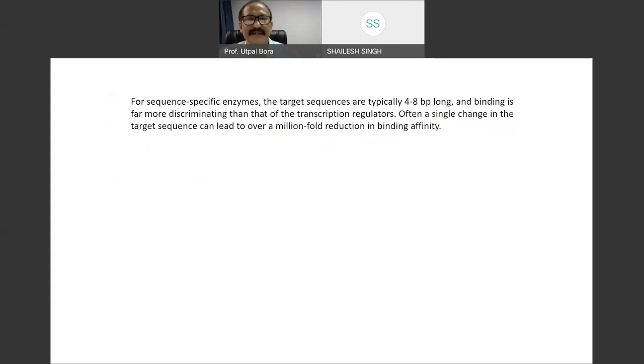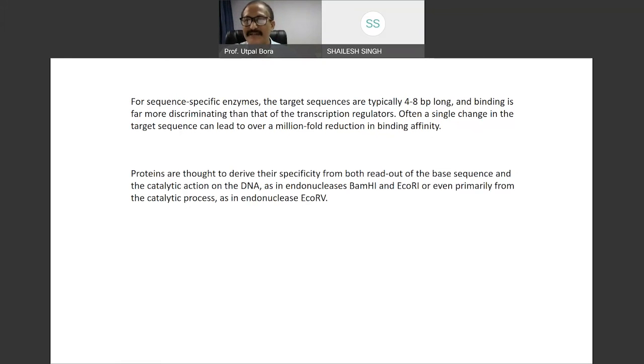For sequence-specific enzymes, the target sequences are typically 4 to 8 base pairs long, and binding is far more discriminating than that of the transcription regulators. Often a single change in the target sequence can lead to over a million-fold reduction in binding affinity. So we know this about the restriction enzymes, right? Any base change, they may not be able to recognize it. That is why restriction fragment length polymorphism, RFLP, and all those things depend on this kind of biological phenomena.